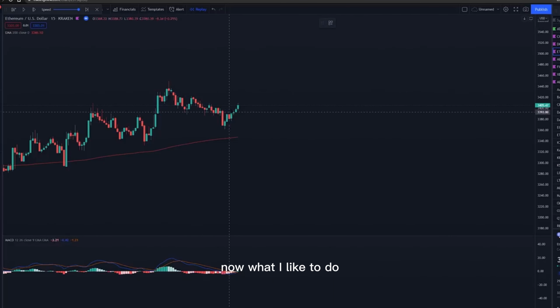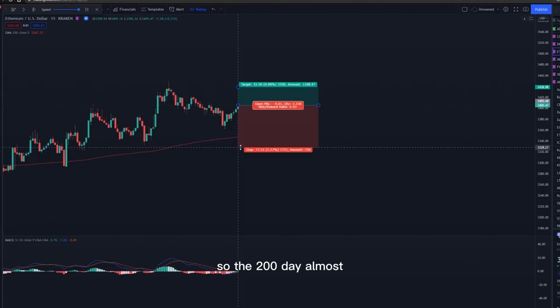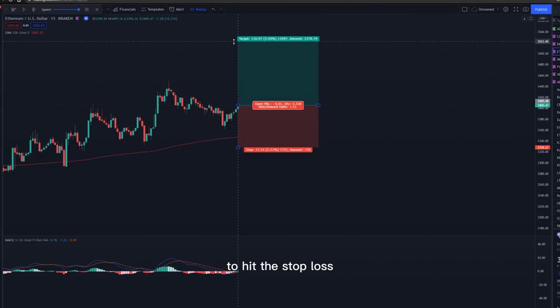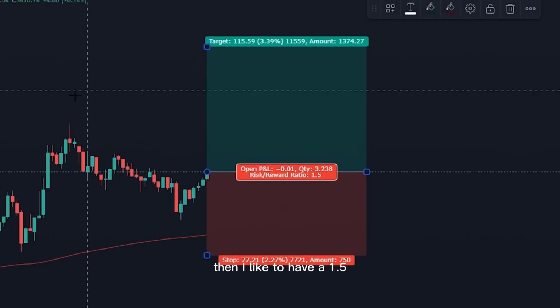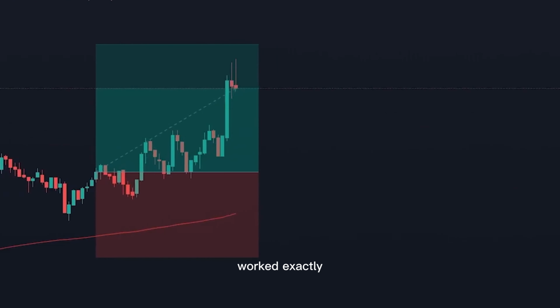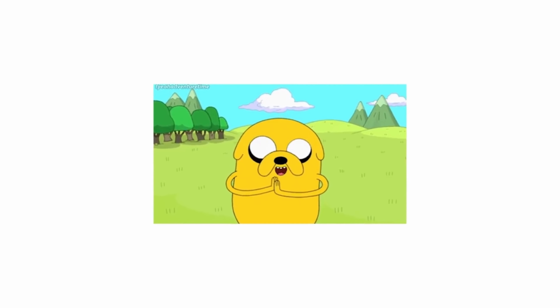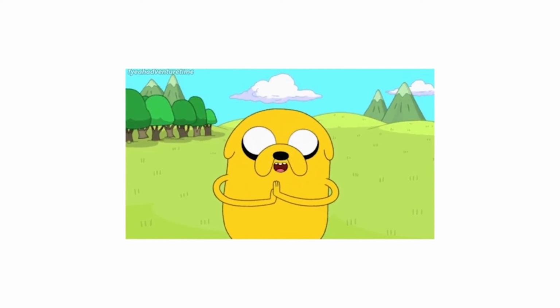Now, what I like to do is set a stop loss below the 200-day moving average. So the 200-day almost acts as a wall that the price has to break through to hit the stop loss. Then I like to have a 1.5 profit ratio for my profit target mark. As you can see for this example, the strategy worked exactly as we wanted it to, and we made money. But we can still make this trading strategy even better.